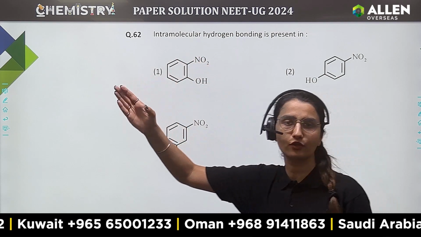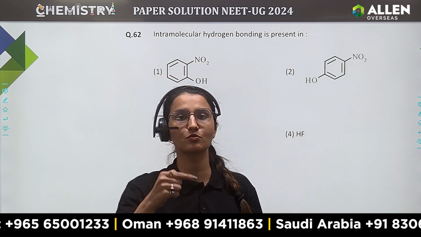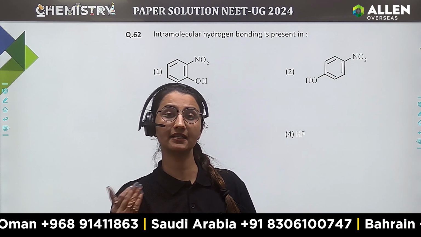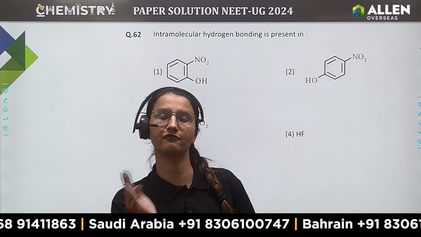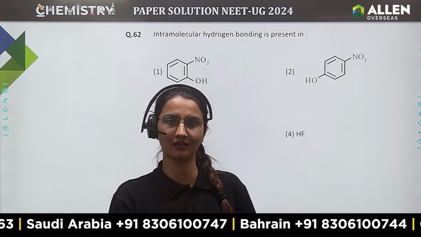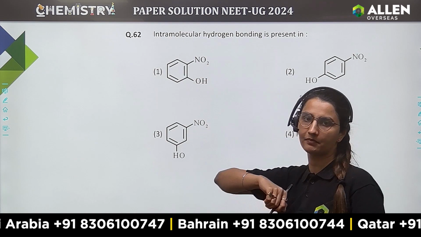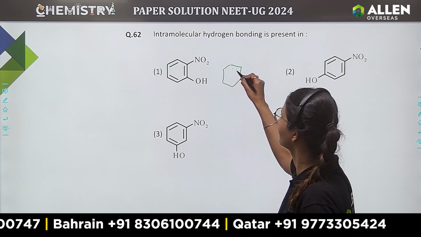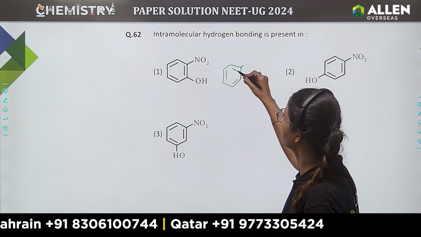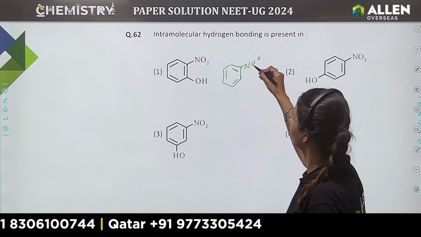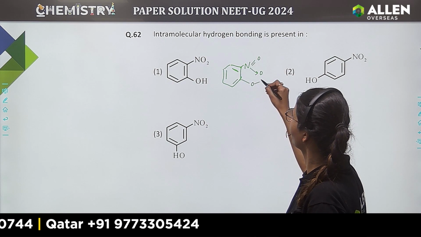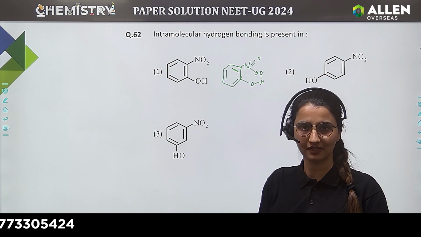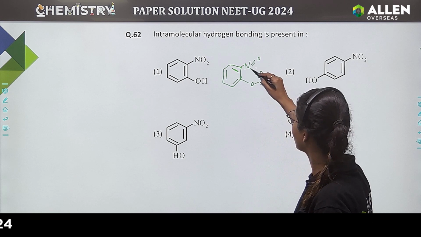Next is intramolecular. What is intramolecular hydrogen bonding? Hydrogen bonding taking place within the same molecule. What is intermolecular? Intermolecular means between different molecules. This is our favorite example we have always seen. In this ortho-nitrophenol, there is intramolecular hydrogen bonding. See, this O and H can interact with each other. Or if you want, we can draw it like this also.